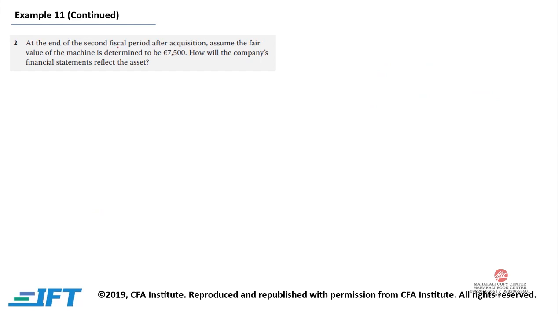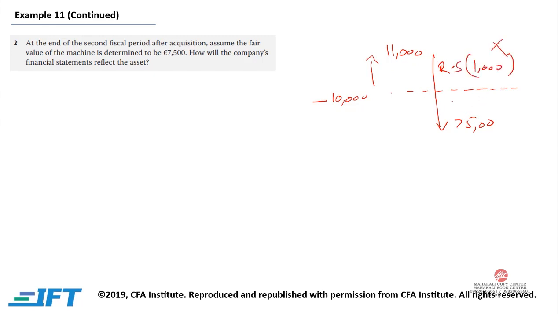At the end of the second fiscal period after acquisition, assume the fair value of the machine is determined to be 7,500. How will the company's financial statement reflect the asset? So initially we were at 10,000, we went up to 11,000, now we are down to 7,500. Initially our revaluation surplus was 1,000, so we first need to eliminate this, and we need to have the remaining loss of 2,500 reported in the income statement.